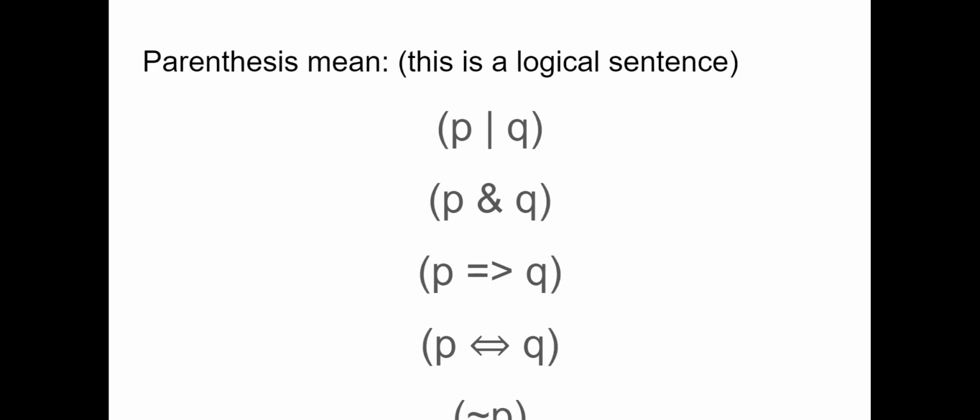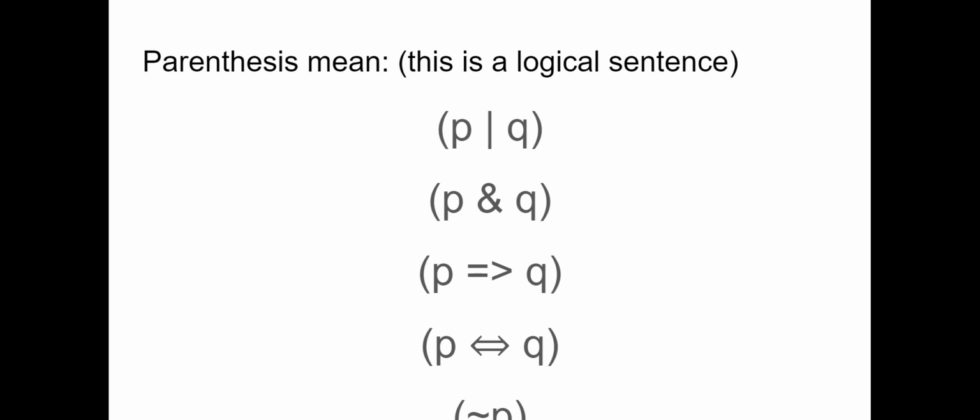Those operators all can be used to form complex logical sentences by placing a logical sentence on either side of the logical operator. So here we see we've used P and Q, each being simple logical sentences, and placed them on either side of each of the four binary operators. So we have P or Q, P and Q, P implies Q, and P and Q mutually imply one another.